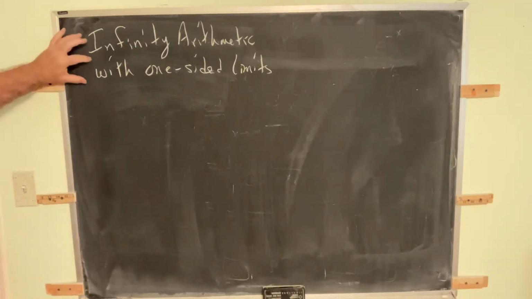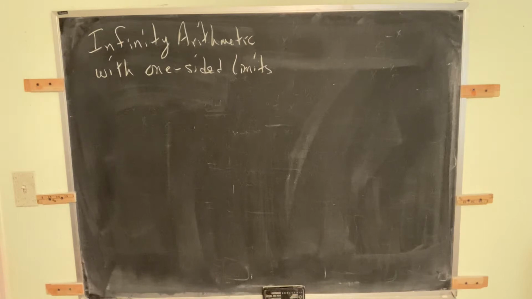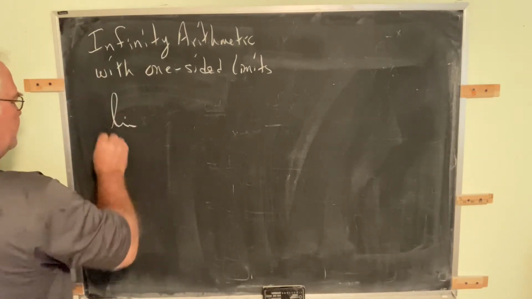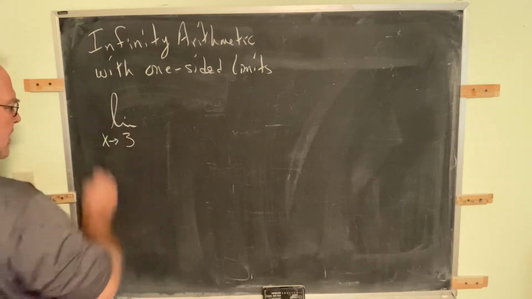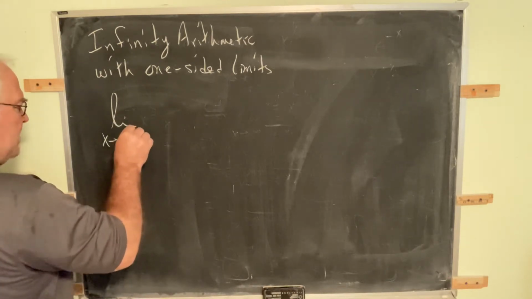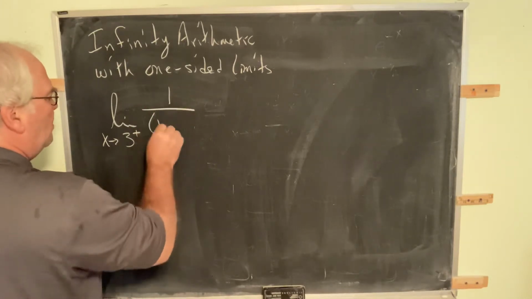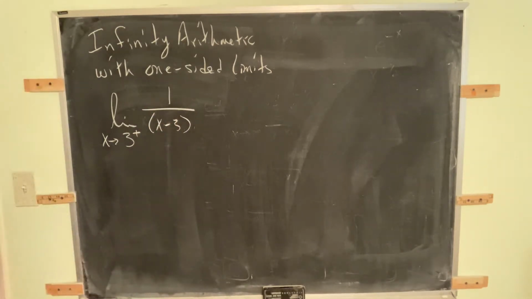I want to take a look at this notion. It's infinity arithmetic, but we're using one-sided limits. And a good example of this would be something like this. Suppose we want to take the limit as x goes to 3, and we want to take the limit as x goes to 3 from the right of the function 1 over x minus 3. The question is, what is that value?